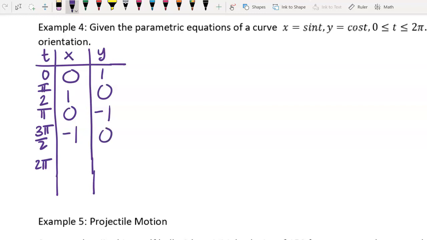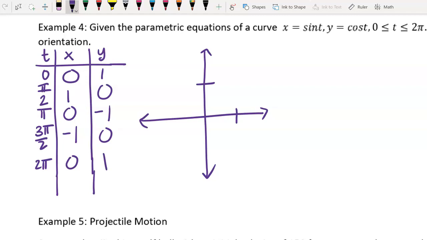0. And then Katie, back to where it started, what are the x and y's? 0 and 1. Beautiful. Let's graph it. Looks like the largest is 1, so I'm just going to make one tick mark all the way around. All right. Remember, it says show your orientation. So we want to plot when time equals 0. When time equals 0, x is 0, y is 1. This is your starting position. Does that make sense so far?